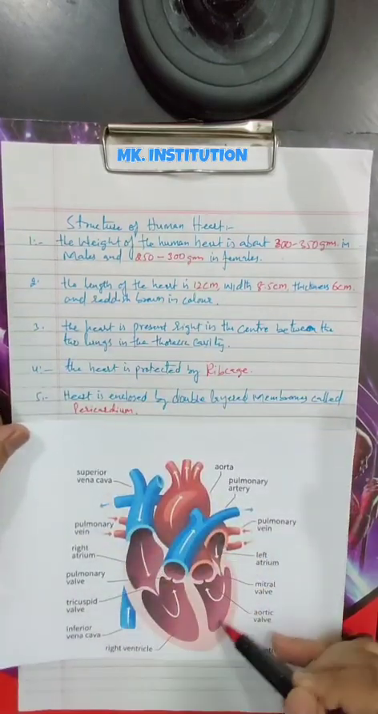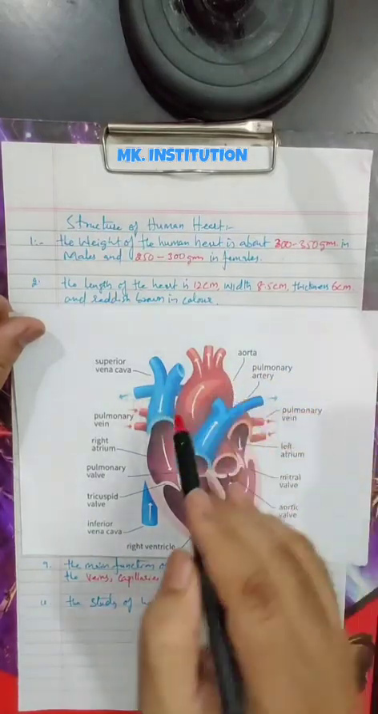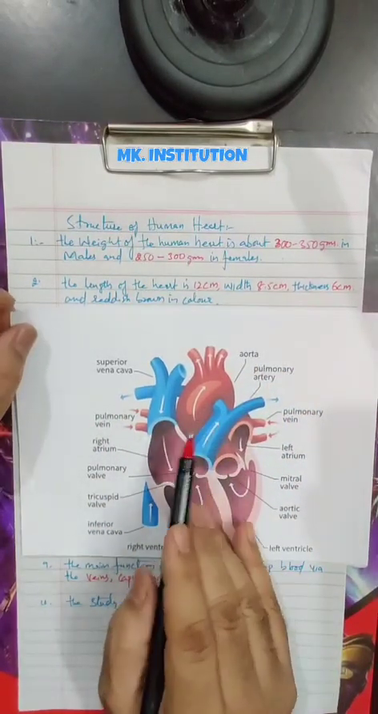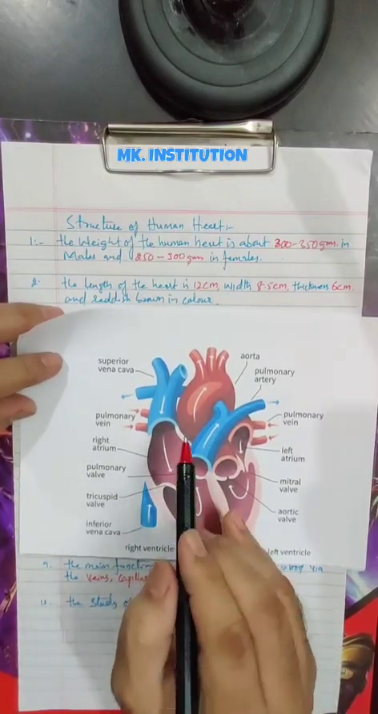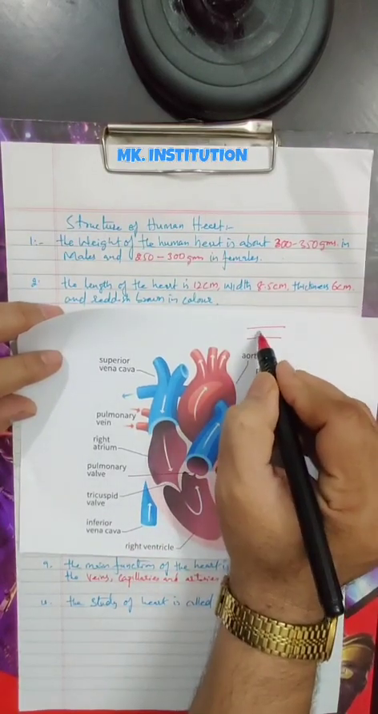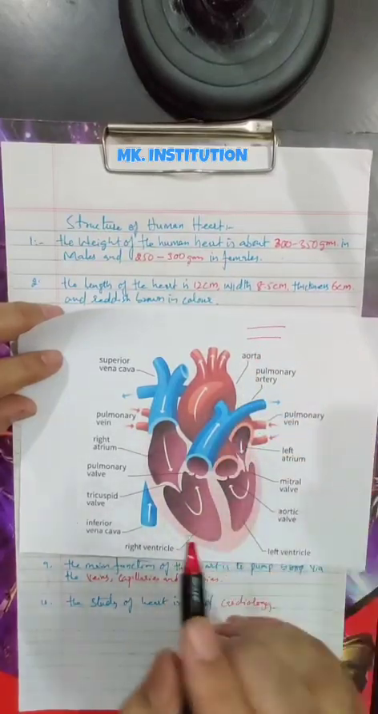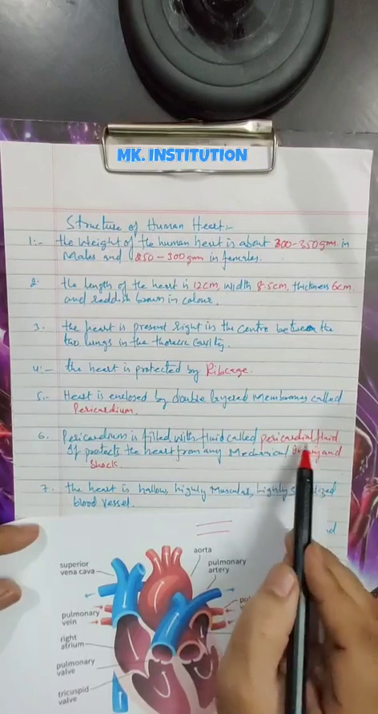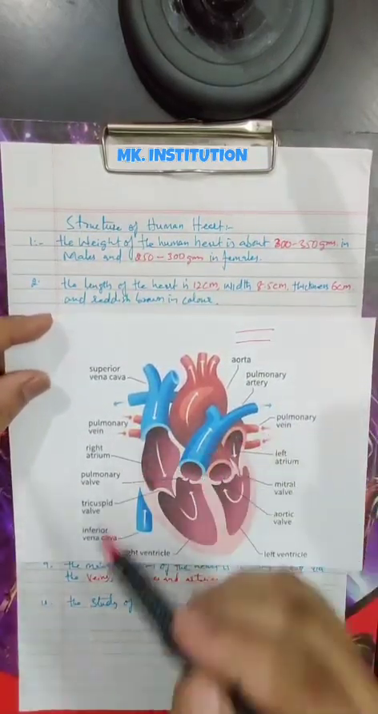Then total heart is enclosed by double layer membrane. What is the membrane called? Pericardium. It is a double layer, first layer, second layer. The space between them is filled with fluid, and that fluid is called pericardial fluid. What is the function of this pericardial fluid? It protects the heart from physical shocks and injuries.